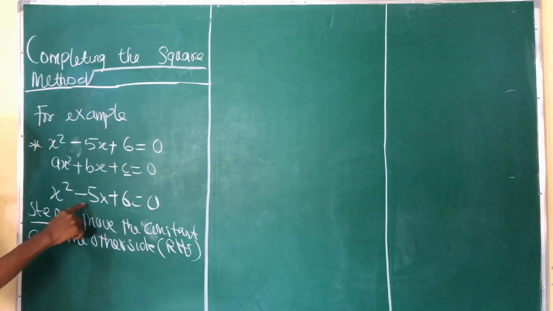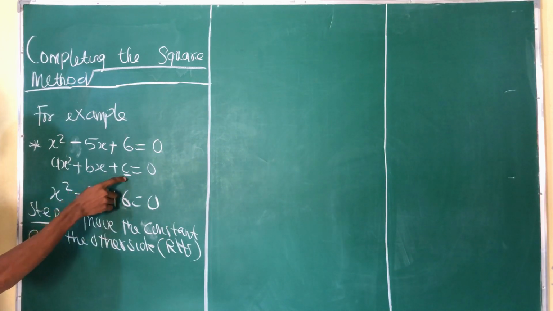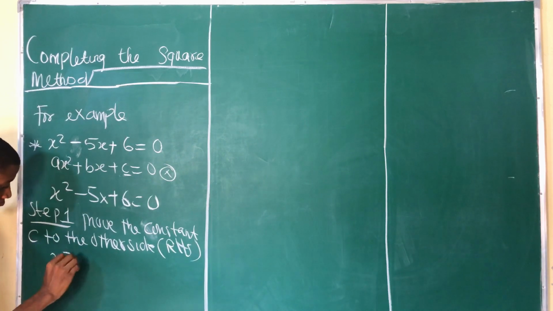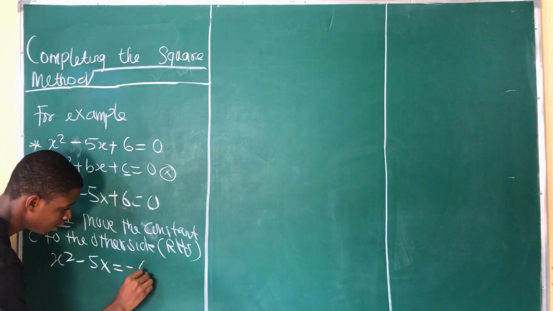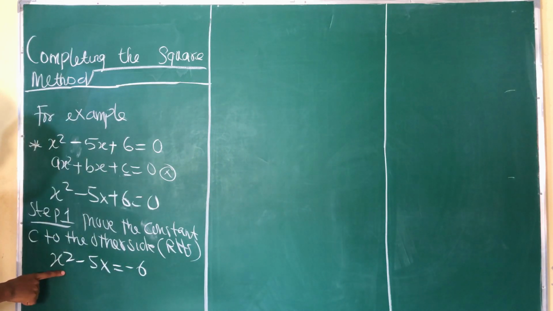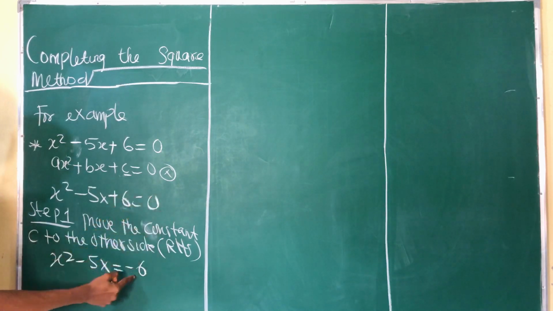Move the value of the constant, which is 6. In this case, c is 6, comparing to the general form of the equation. So when we do that, we have x squared minus 5x equal to negative 6. Of course, that's the first step. We have successfully moved this, and when you move the positive to the other side, it becomes a negative. That's why you have negative 6.